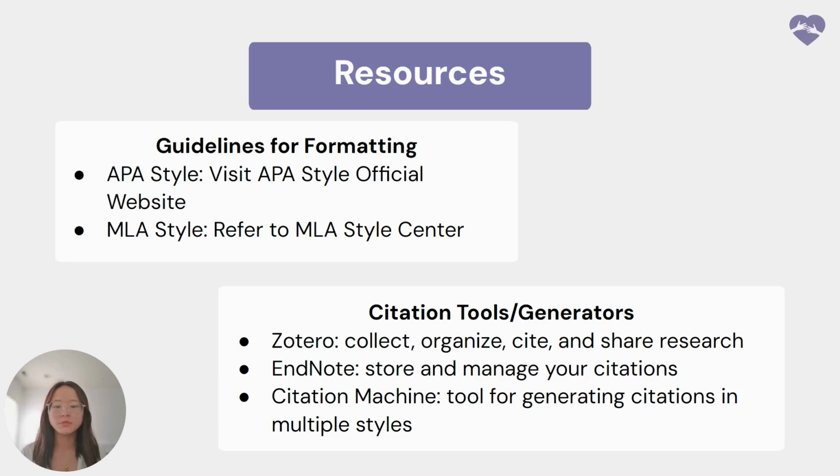Lastly, we have Citation Machine. This is an online tool that allows you to generate citations in multiple styles, such as APA, MLA, and more. It's a quick and simple way to ensure that your citations are properly formatted, especially if you're working across different styles. You can find it online at Citation Machine.